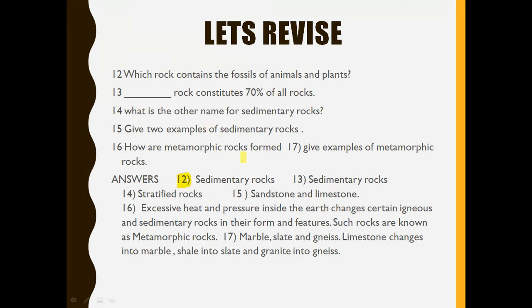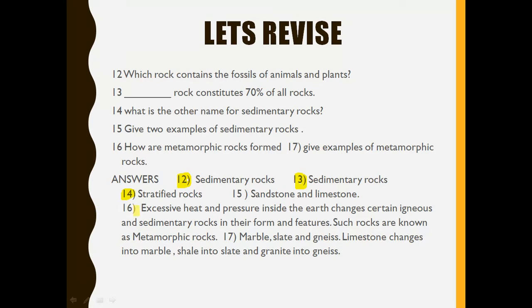Now, question number 13. Dash rock constitutes 70% of the total rock in the world, that is sedimentary rocks. What is the other name for sedimentary rock? And that is stratified. Stratified means the layering of the rocks. So the other name is stratified rocks. Give two examples of sedimentary rocks: sandstone and limestone.